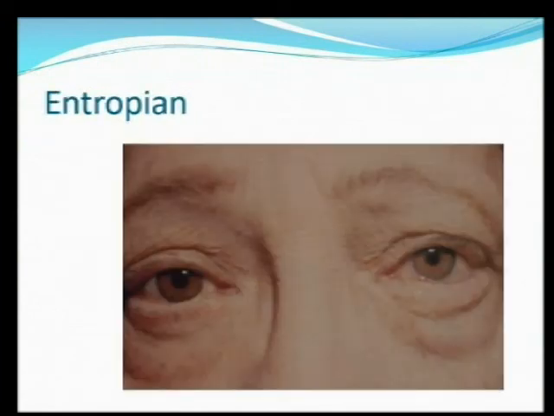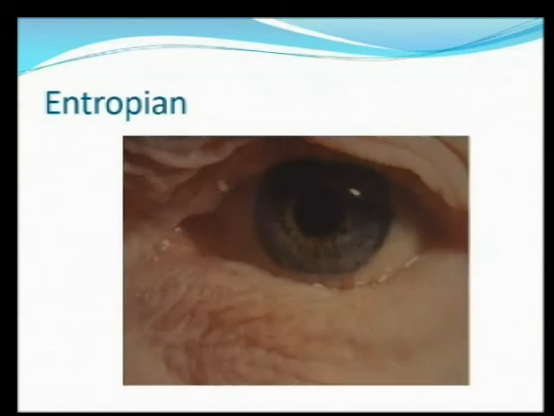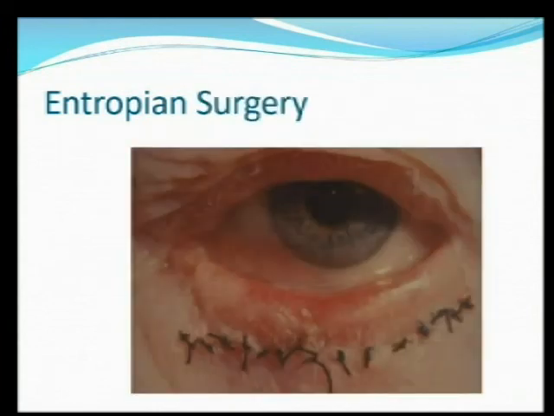Here's another case here. If you look carefully on the left eye, you will see the lashes laying directly on the cornea. Here's a close-up. And you can imagine just how uncomfortable that would be. And so in this case here, what they need to do is they need to roll that lid margin back out and surgically correct that, which would look something like this.